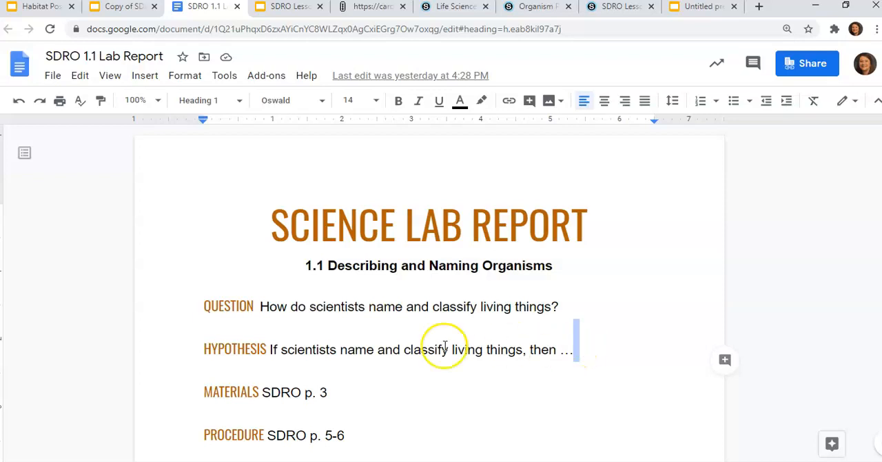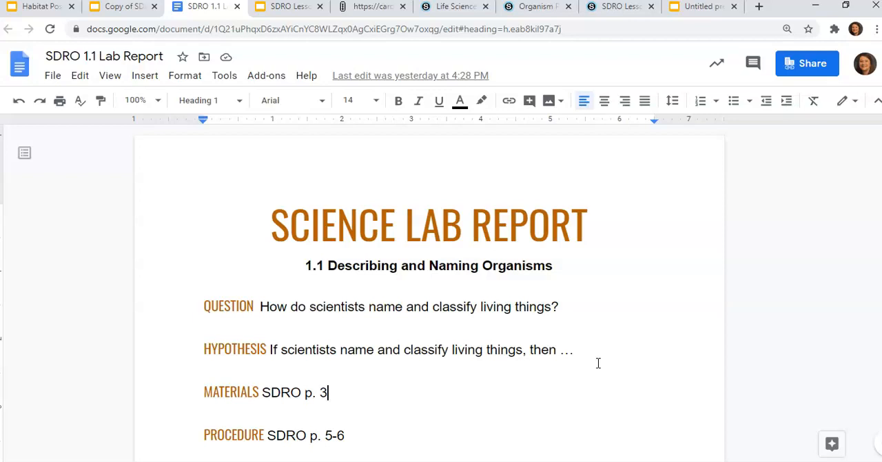So I've started the sentence for you. I gave you a sentence starter, but right here where the little dots are, you need to finish the sentence. So you would type in your response. If scientists name and classify living things, then blank. You tell me what you think scientists do to name and classify living things. And this is just a guess. Okay, the lab report also mentions what materials we're using. And since we have a book or a lab guide to go by, which is our AMSTI book, I just put the page numbers.